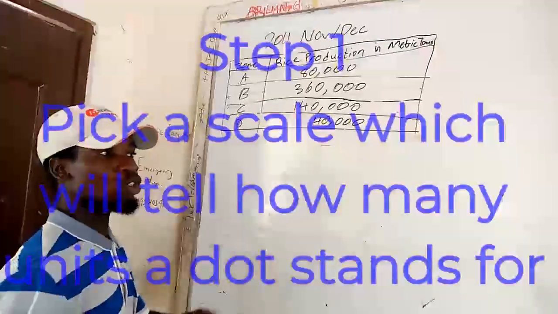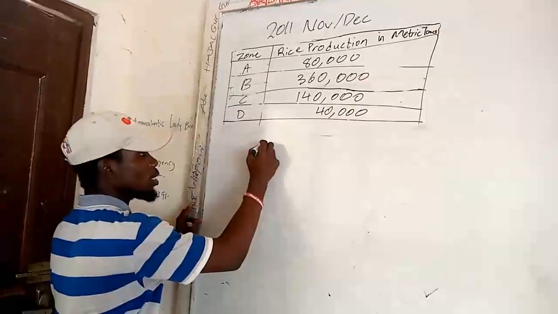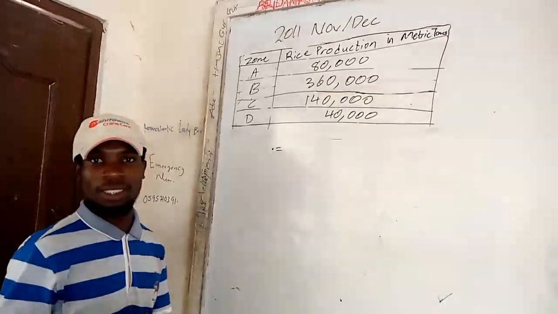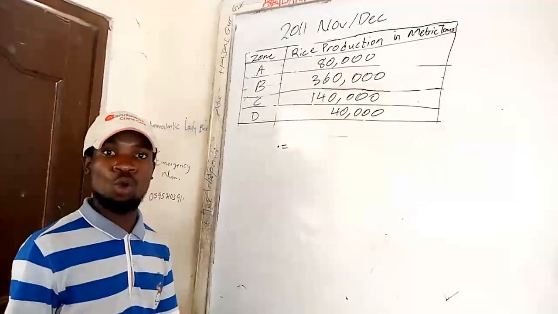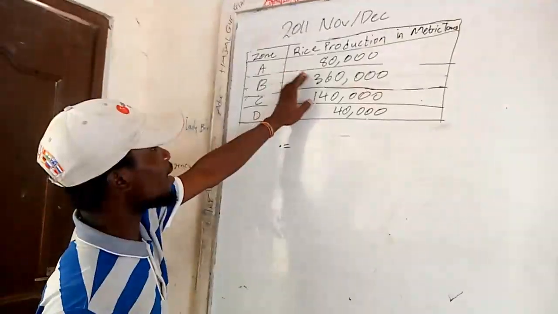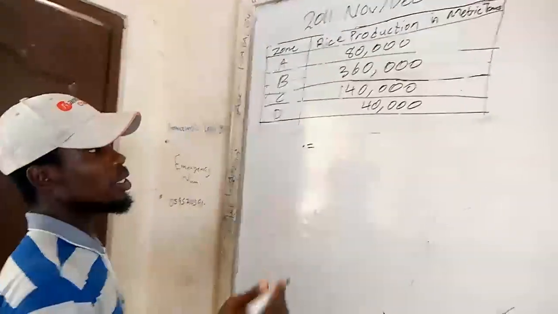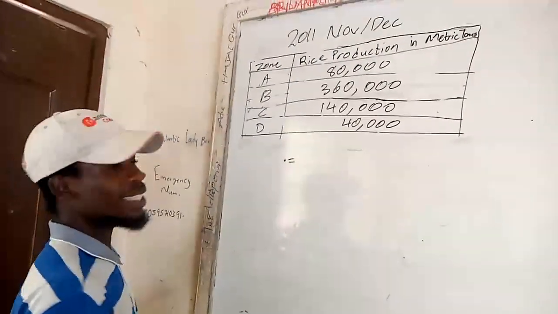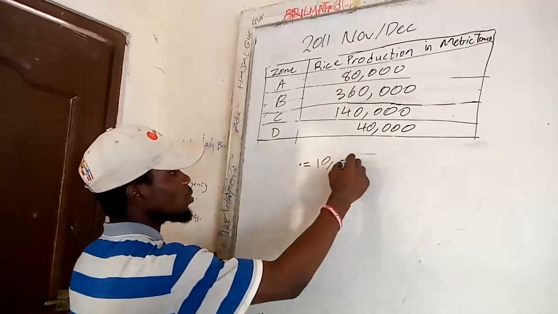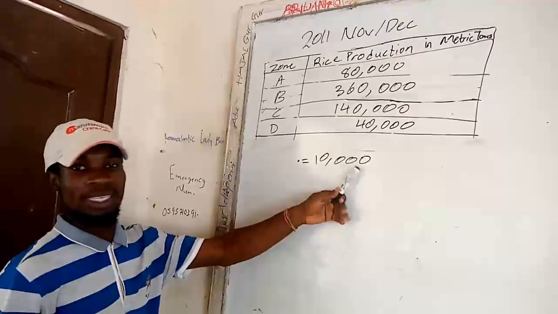the next thing is that you choose your scale. The scale is how many units each dot that you draw on the map will represent. You can choose your own scale. So here, let's look at the highest, which is 360,000. We can say each dot can represent about 10,000 units. So one single dot represents about 10,000 units.